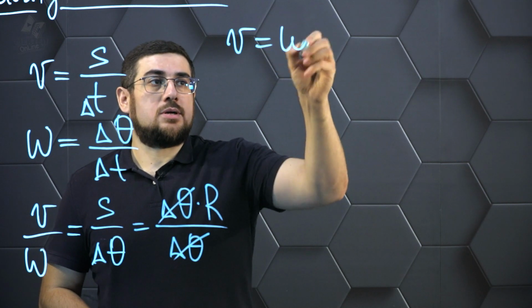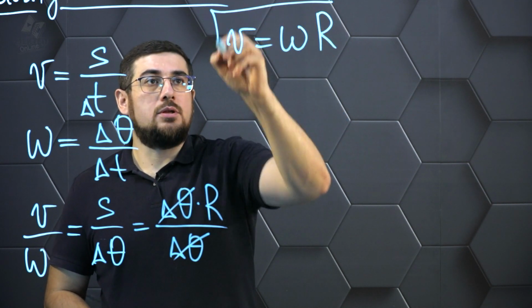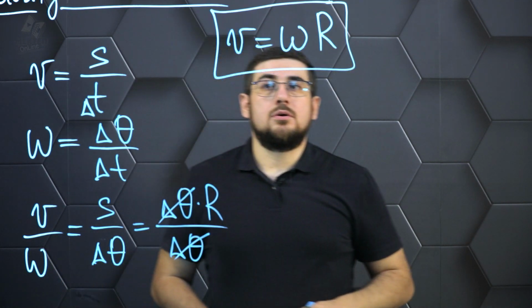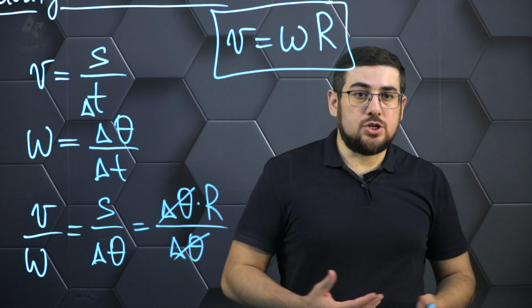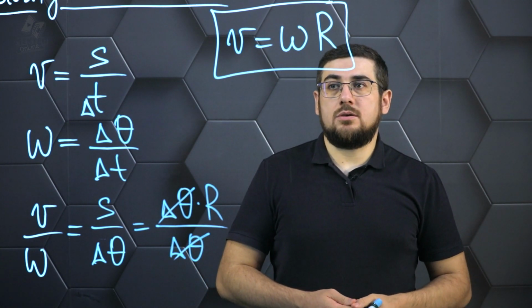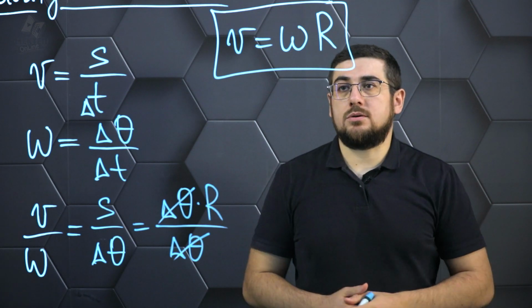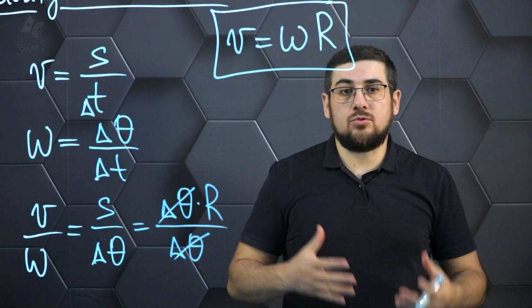Let's write it down as a relationship between linear and angular velocity in this form. We will often meet this formula in rotational motion, and I advise you to remember it because very often we have to pass from linear parameters to angular ones.